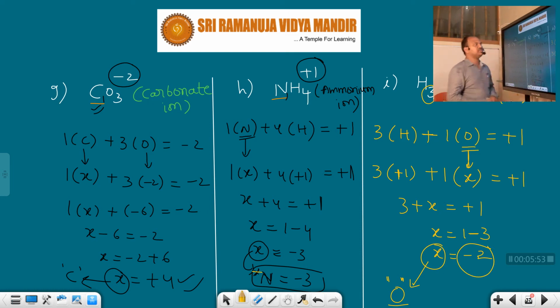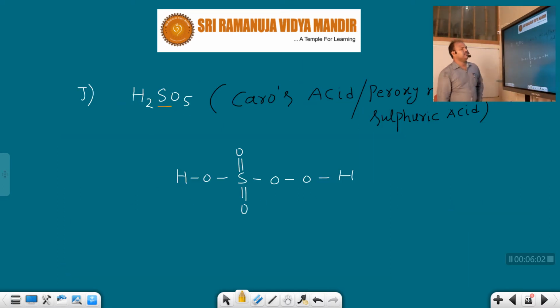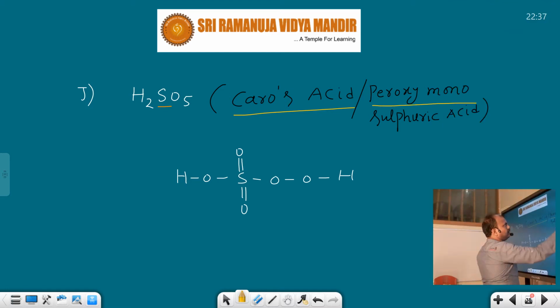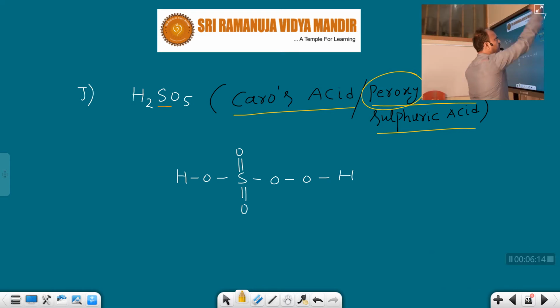The oxidation number of oxygen in hydronium ion, how much will it be? That is -2. This is the way to calculate the oxidation numbers. But if you take H2SO5, this is Caro's acid, also called peroxymonosulfuric acid. Whenever a peroxy linkage is there, what is a peroxy linkage? An O-O linkage is called a peroxy linkage.